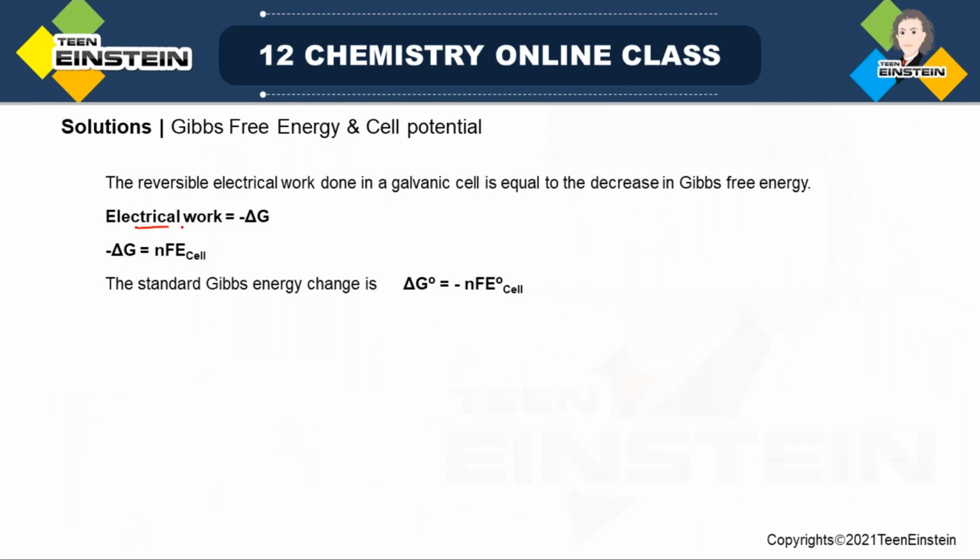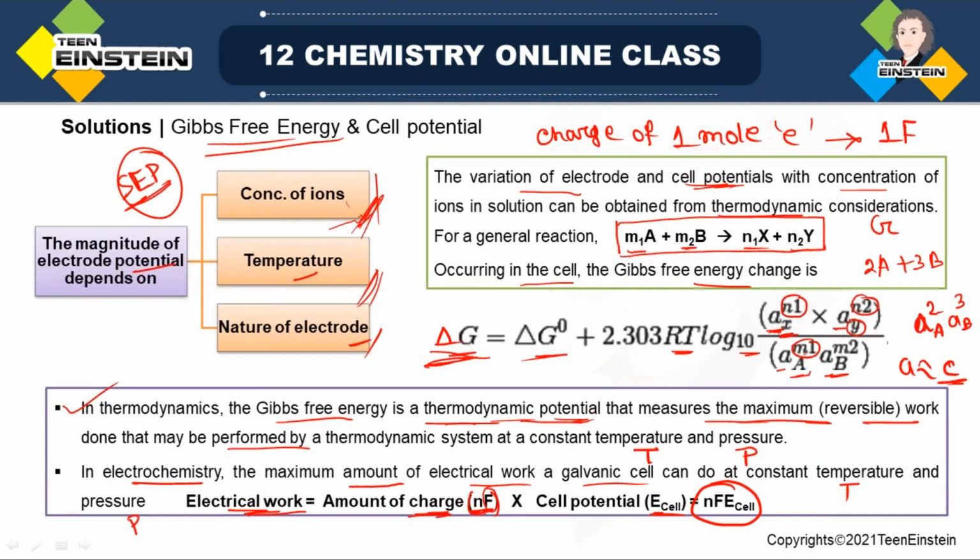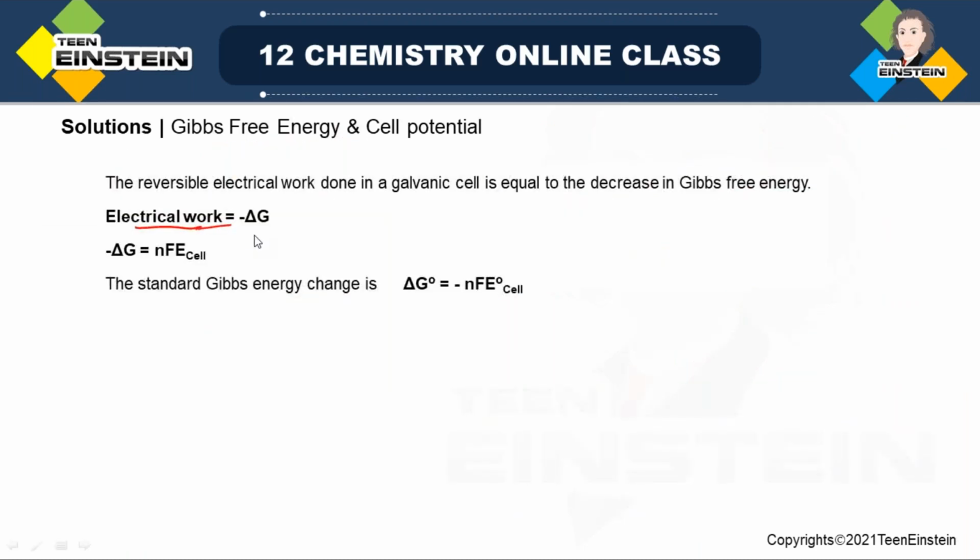Now, from thermodynamics we have seen, in the box in the previous slide, that the measure of maximum work done by a thermodynamic system at constant T and P is the decrease in Gibbs free energy. If you correlate this work done to electrochemical work done, the electrochemical work done can also be written as the decrease in del G, so it is equal to minus del G.